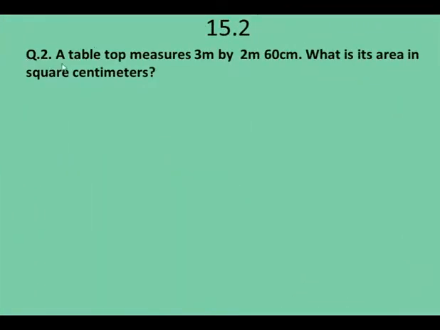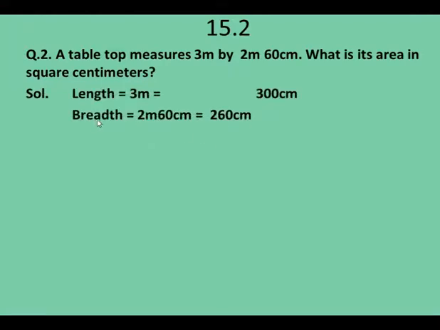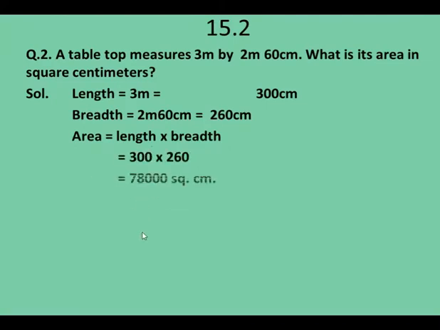Question number 2. A tabletop measures 3 meter by 2 meter 60 centimeter. What is its area in square centimeter? So 3 meter equal to 300 centimeters and 2 meter 60 centimeter equal to 260 centimeters. So area is length into breadth. So 300 into 260 we will get 78,000 square units. Okay, square centimeter.